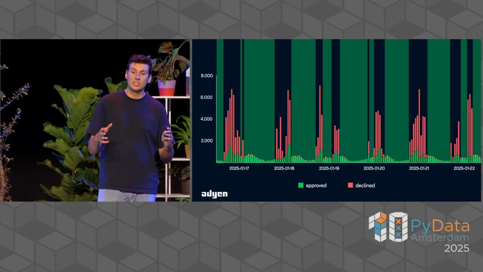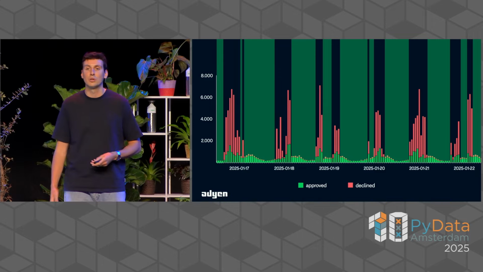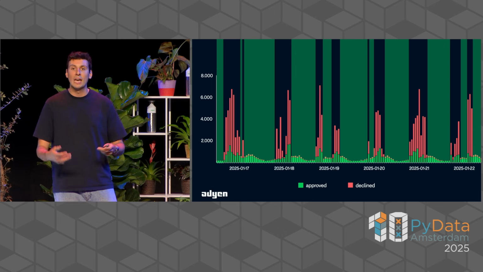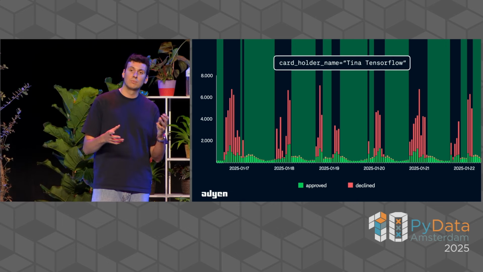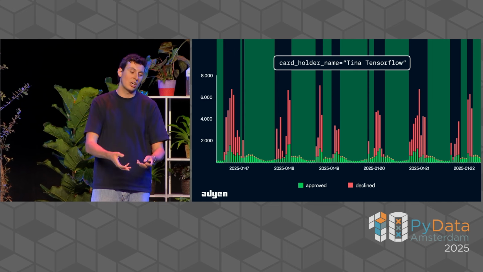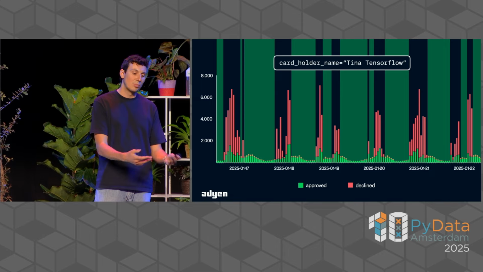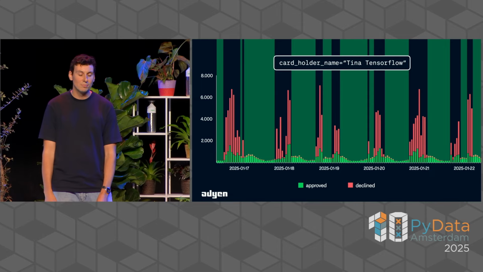Because the approved transactions will very likely be normal transactions for a merchant. They will be the normal behavior of a merchant. And we can run the whole algorithm and see which clusters are forming around which kind of identifiers, for example, card name Tina TensorFlow in this example.